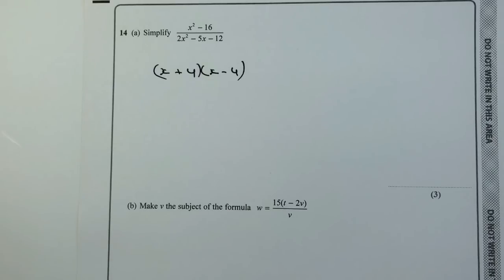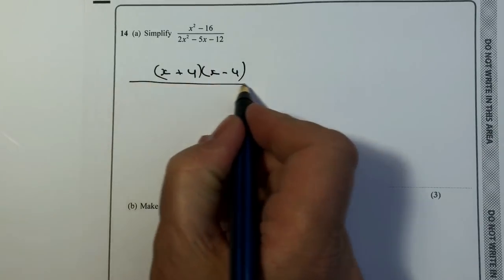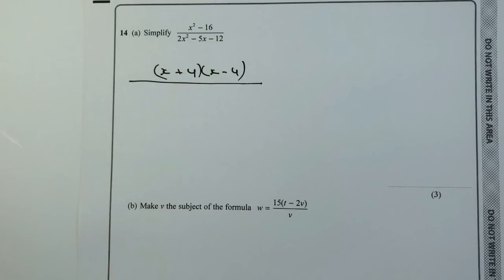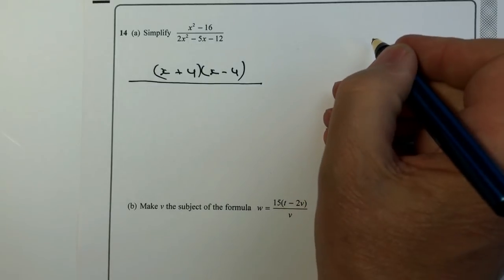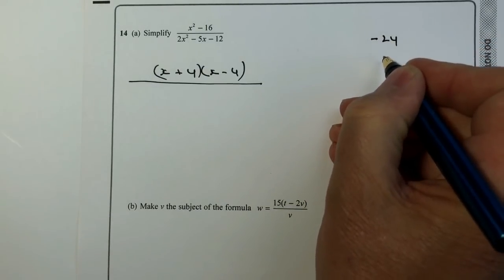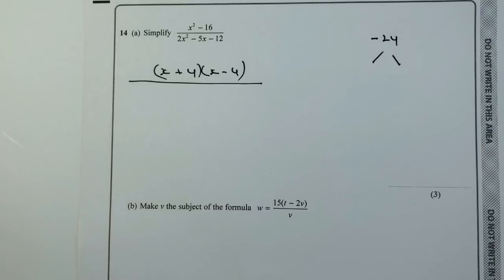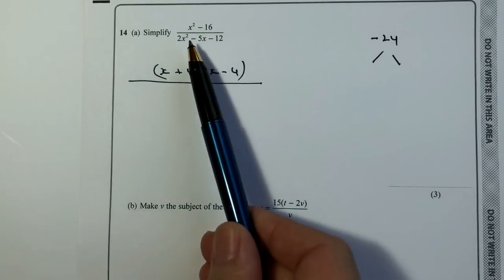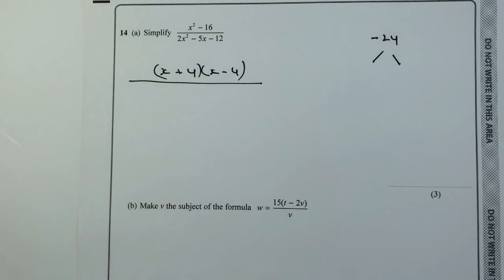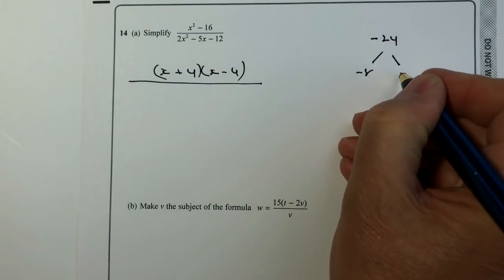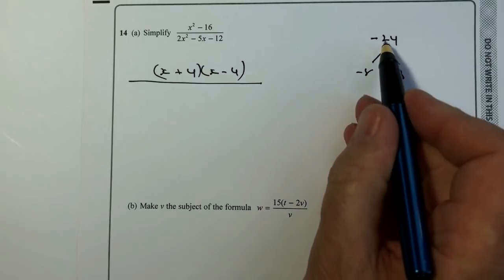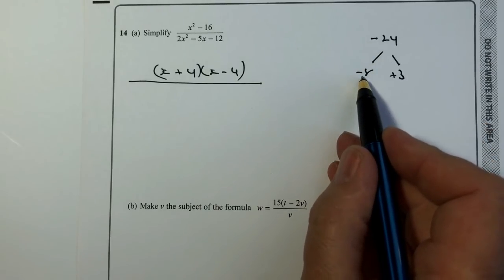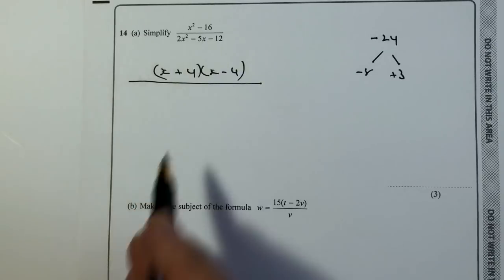The second one is a little bit more tricky because we need to factorize the denominator here. One of the ways that works very effectively is that if you multiply 2 and minus 12 together, what you get is minus 24. Then we're looking for 2 factors of 24 that when you add them together become minus 5. Those 2 factors are going to be minus 8 and positive 3. So minus 8 times positive 3 is minus 24, and minus 8 plus 3 is minus 5.